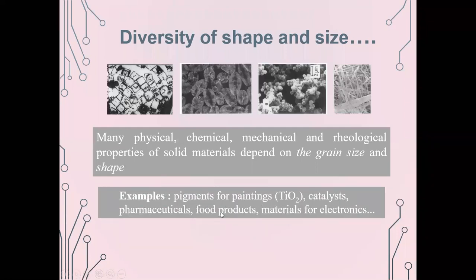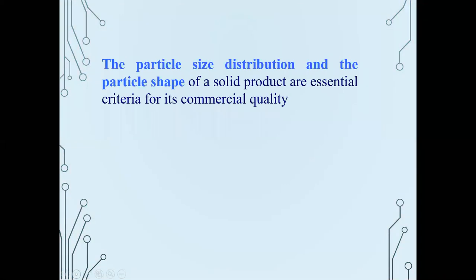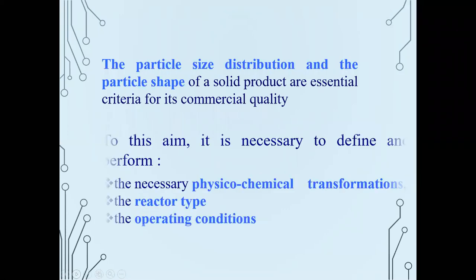The examples are pigments of paintings, wherein we have titanium oxide crystals. The catalysts that are used in the industries are also formed from crystals, or they are crystal in form. Pharmaceuticals, food products, and materials for electronics, which you just saw a while ago. So the particle size distribution and the particle shape of the solid product are essential criteria for its commercial quality. To this aim, it is necessary to define and perform the necessary physico-chemical transformation, and design the reactor that will facilitate the process, and then the operating conditions. So all of this has to be monitored closely. That way, the size of the crystals and their shape has to be as near as possible to uniform.